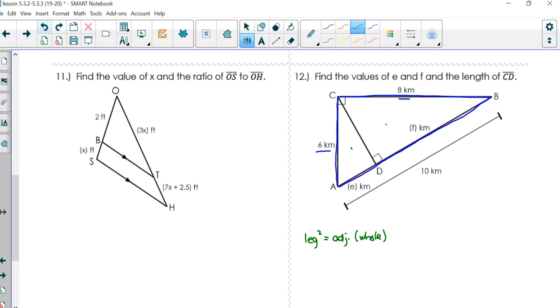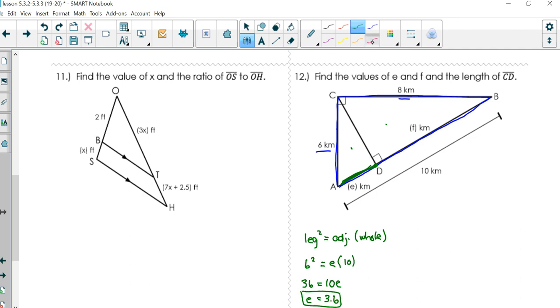Okay? So my leg squared would be 6. So I would say 6 squared equals, my adjacent is right here, and notice it stops right at that altitude, so it would be E. And then the whole would be this length from A all the way to B, which I know is 10. So I don't want to say E plus F since I know the answer is 10. So I would say times 10. Then 36 equals 10E. I divide by 10, and that gives me 3.6. So I just figured out the value of E.